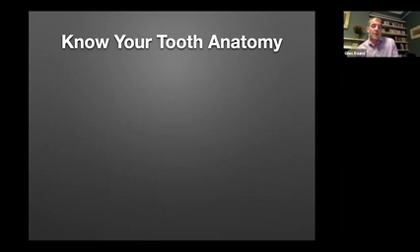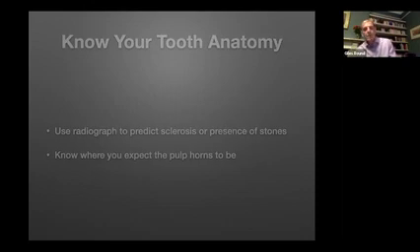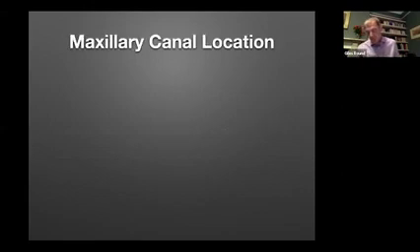So a vital part of managing our pain is knowing where our canals are, knowing where the root canals are located, and therefore we have to know our tooth anatomy. We use our radiographs to predict if we've got sclerosis and stones present, and you should know where you think the pulp horns are. We've got a couple of slides here just to demonstrate where the canals are located.